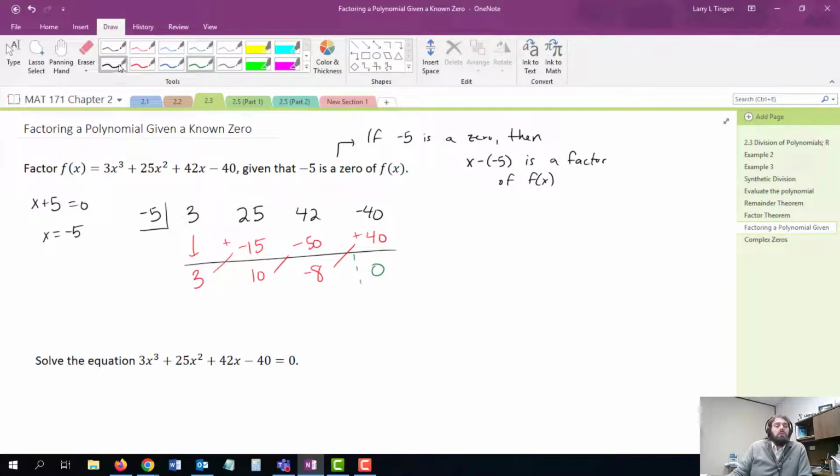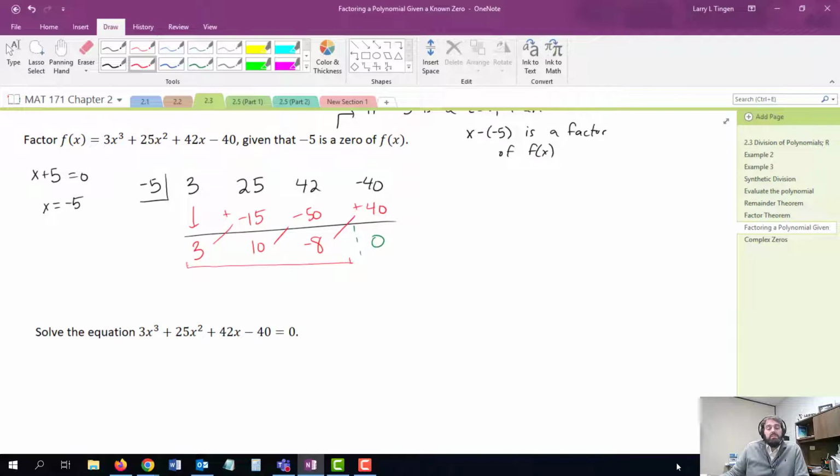Now, remember, the results of this are what? All but the last number at the bottom of the synthetic division are coefficients to the quotient, right? So if those are coefficients to the quotient, what powers do they have? This started out as a cube. This was 3x cubed. Remember, if I do synthetic division, it's always going to drop the power by 1. So that's 3x squared plus 10x minus 8. That's my quotient.